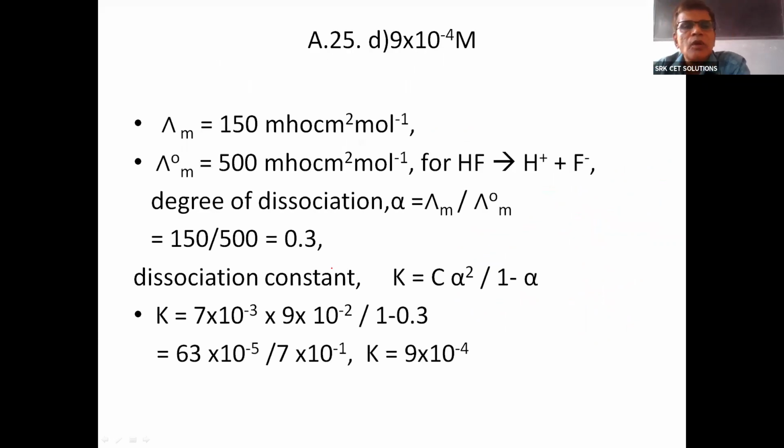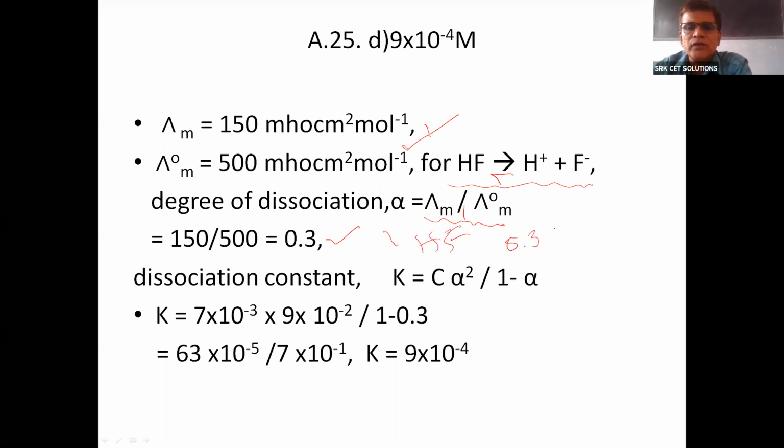Look at this. Molar conductivity is lambda m. Limiting molar conductivity is lambda naught m, and the dissociation is represented as HF dissociating into H plus and F minus. First you find the extent of dissociation, how much of HF dissociates. It's directly related to this ratio, and that comes to 0.3. What do you mean by alpha 0.3? If you have taken 1 mole HF, out of that 0.3 mole HF gets converted into H plus and F minus.